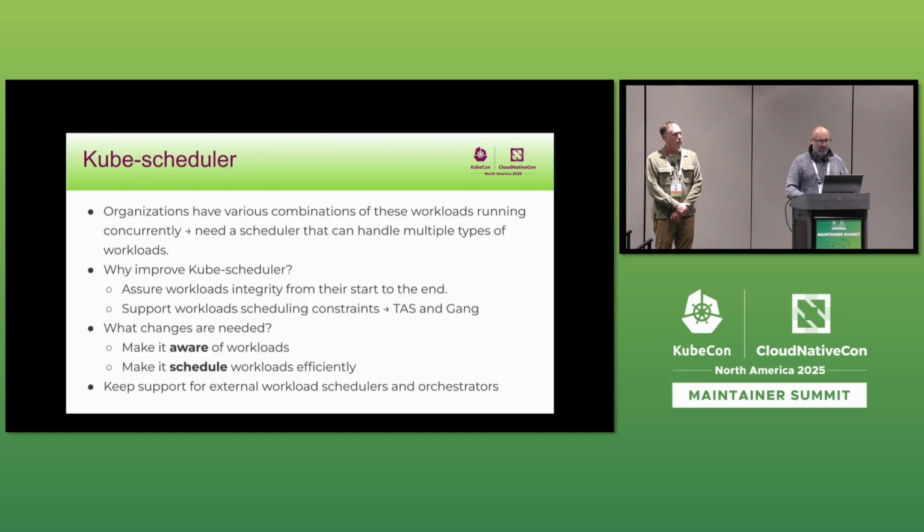But at the same time, the problem is that workload scheduling is not sufficient. We need to protect running workloads, and we need to assure their integrity. That's why we need to make many components workload aware. So we introduced the workload API in which we can model workloads. In this way, kube-scheduler should be able to schedule such workloads, and that means it needs to support workload level scheduling constraints like topology and all or nothing requirements.